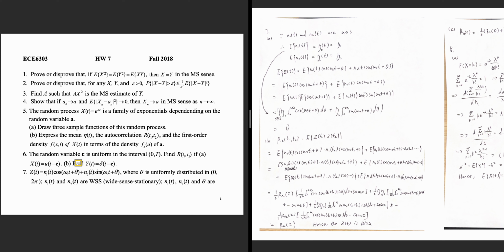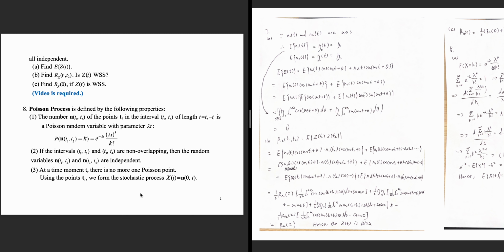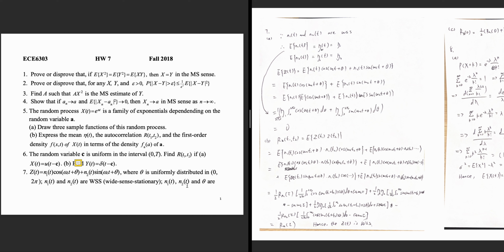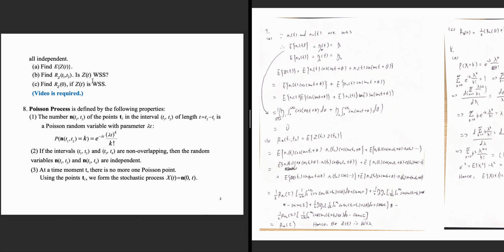Answer question 7. So we use this equation. We all know that N1(t) and N2(t) are WSS, and these things are all independent. And sub question A is to find E[Z(t)].